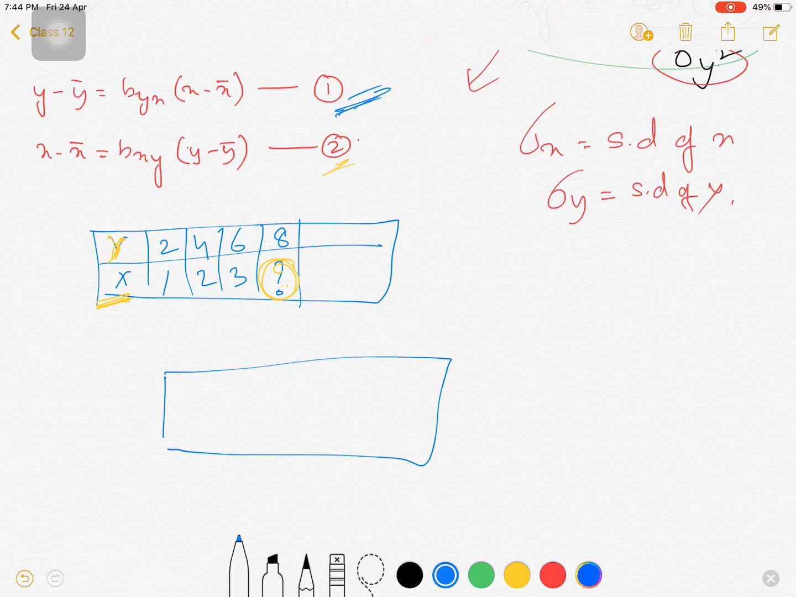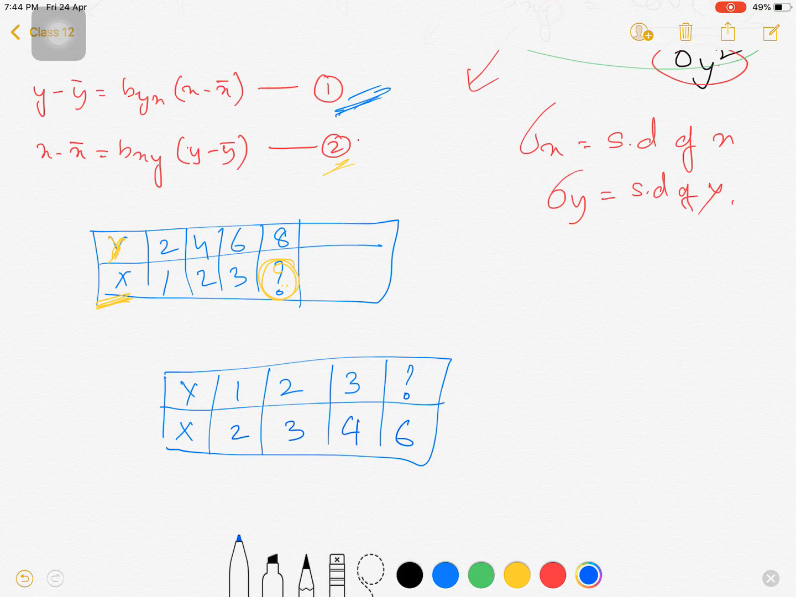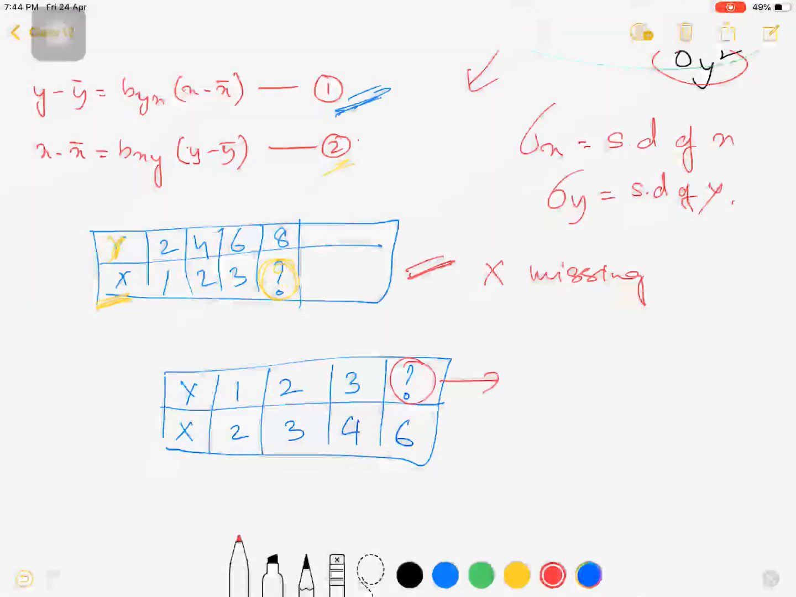Let me make another table where y is missing. So okay, this is y, this is x. So here you have 1 2 3 question mark 2 3 4 6. Okay, look at the first one. In the first one, what is missing? X missing. Let me write it down here, x missing. In the second one, what is missing? Y missing. Okay, so accordingly you have to use this regression equation.